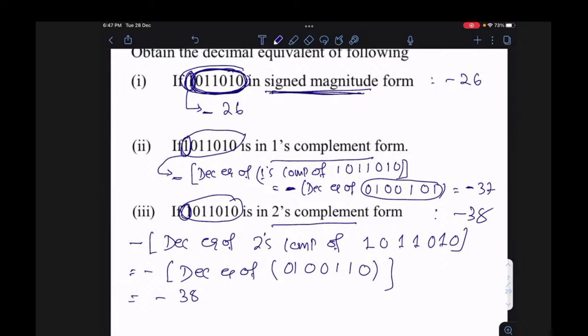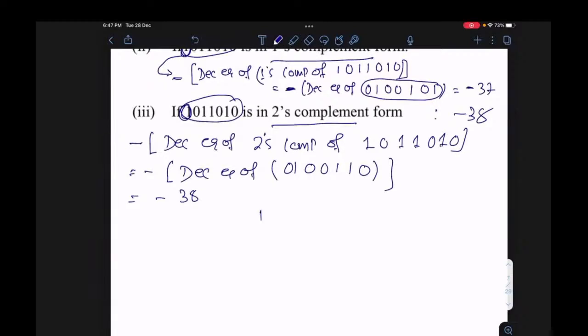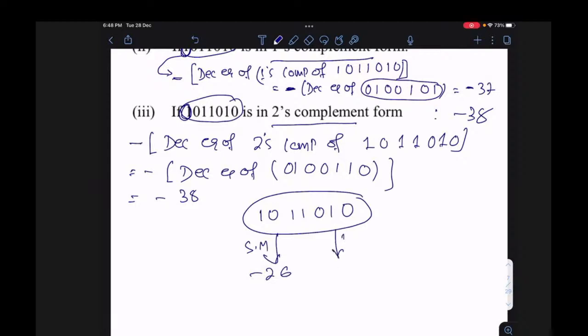So the number I have given is 1011010. This number, if I say it is sign magnitude, the answer is minus 26. If I say it is in 1's complement, the answer is minus 37. The same number, if I say it is in 2's complement, the answer is minus 38.